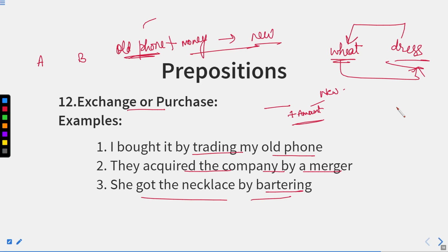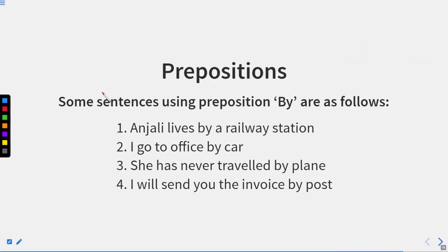Now let us move to the next one. Here we have some more sentences in which we are using the preposition by. Let us see. Anjali lives by a railway station. It means near the railway station. I go to office by car. She has never traveled by plane. So this is the mode of transportation and we are using by with it. I will send you the invoice by post. So this is to show the means of transportation or means of communication.